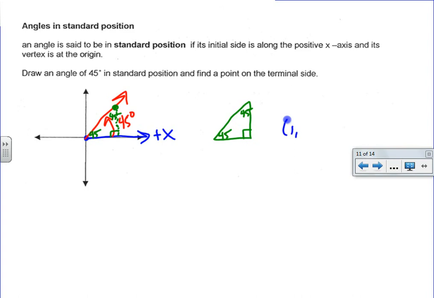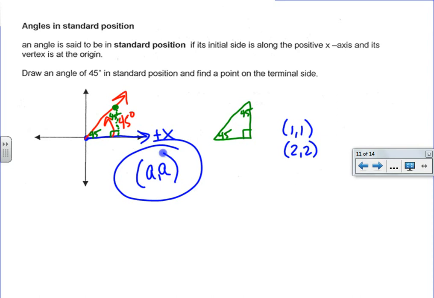So the point 1, 1 would work. If I went over 2, I'd have to go up 2 for this to be a 45, 45, 90 triangle, and so on and so on. So any point that's on the terminal side of a 45-degree angle has to be in the form, and I'm just going to generalize it, A, comma, A. And that A could be anything that is, in this case, positive.